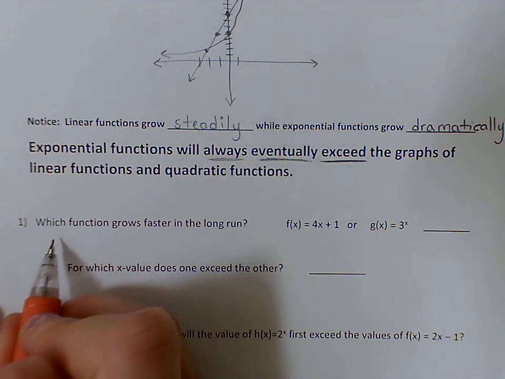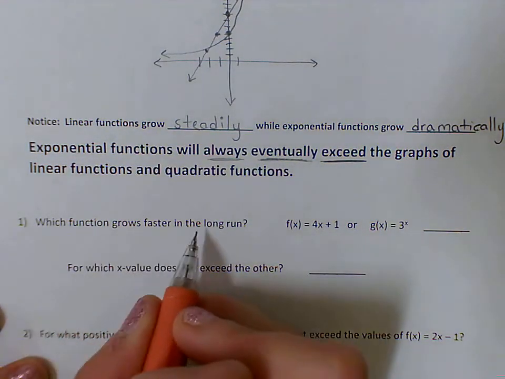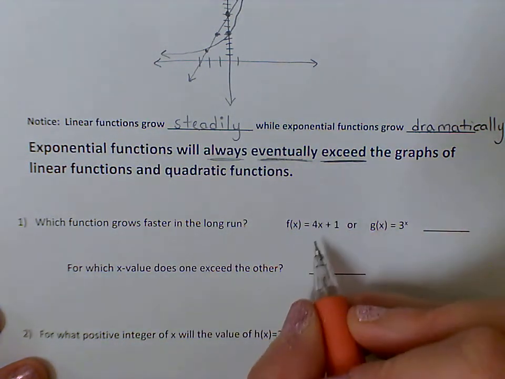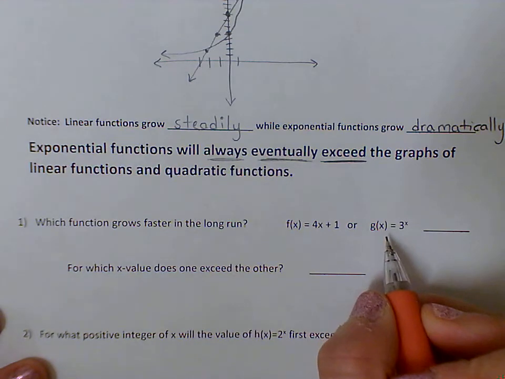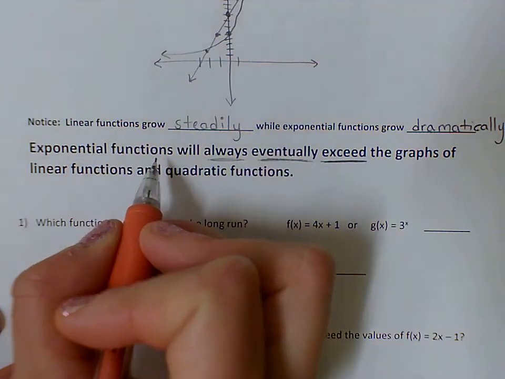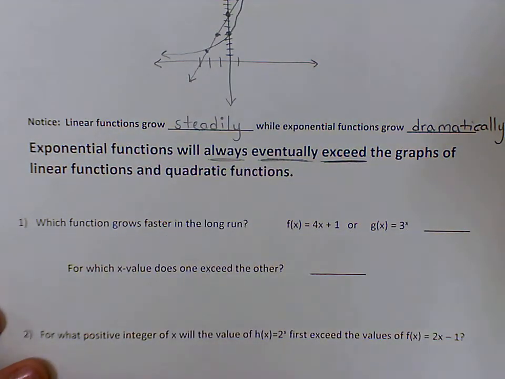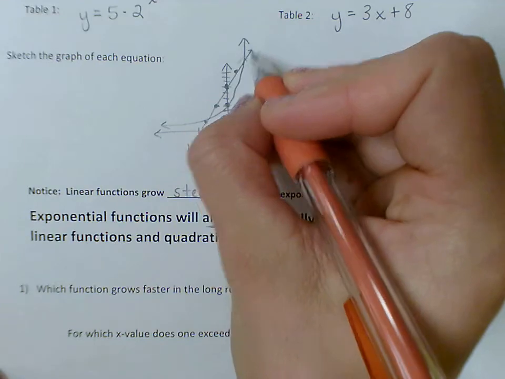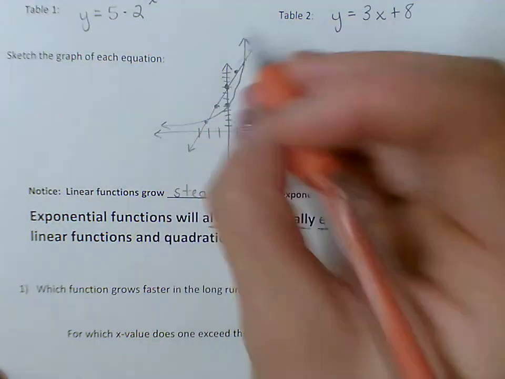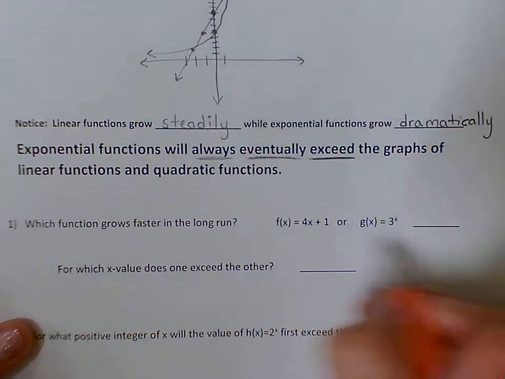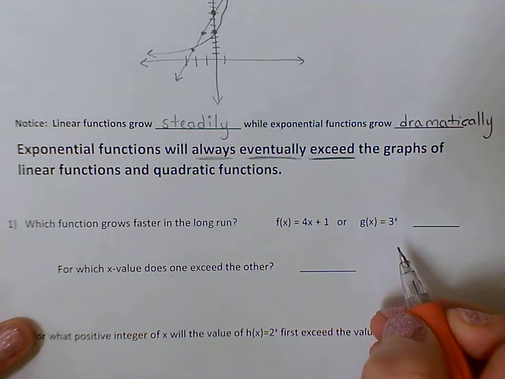It says, in this problem, which function grows faster in the long run? Well, if you remember this concept and they give you two equations, you know if it's got an exponential function in there, that one's going to be the one that grows faster, just for the simple fact that once it takes that turn, it's going to go up very, very quickly, okay?